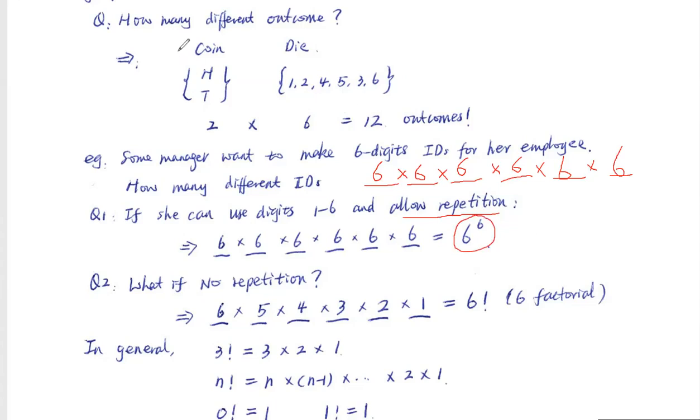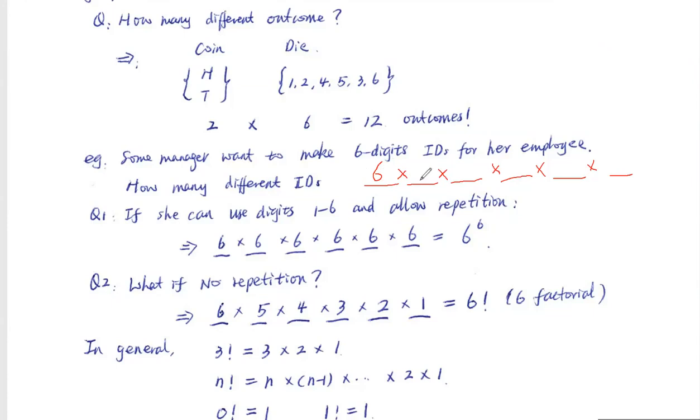Now, what if no repetition? So that's the tricky part, everybody. What if there's no repetition? Let's still do that step by step. So how many choices for the first digit? He or she can choose 1 out of the 6. How many choices? 6 choices.